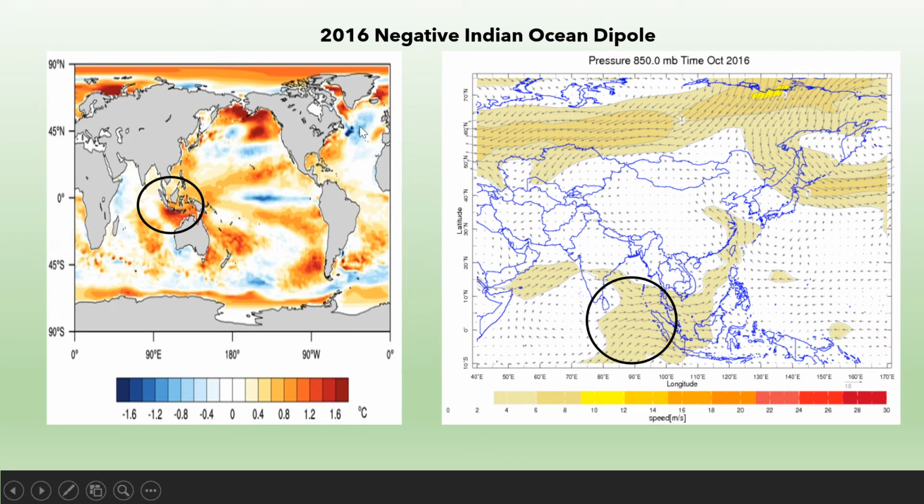This is the 2016 negative Indian Ocean dipole. This is also during October 2016. You can see cooler sea surface over the West Indian Ocean and warm over the East Indian Ocean. And the wind pattern at 1.5 km above sea level is from west to east.